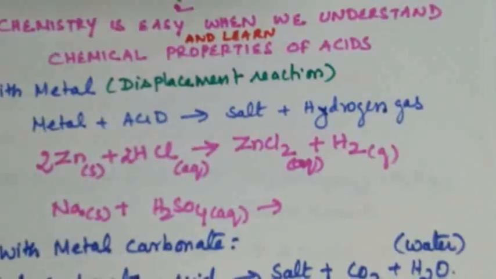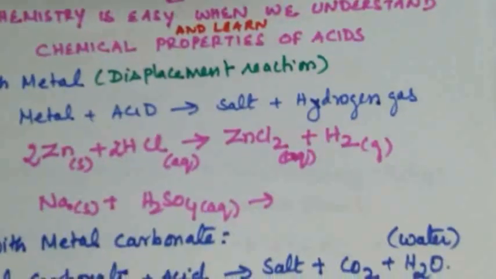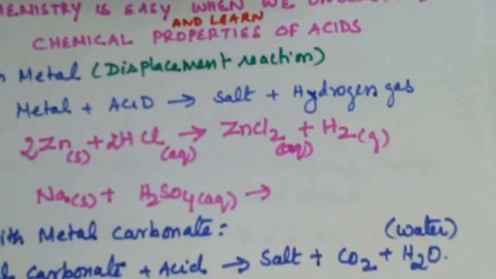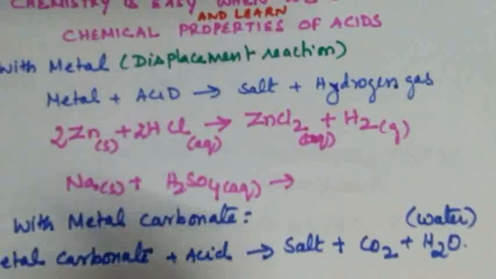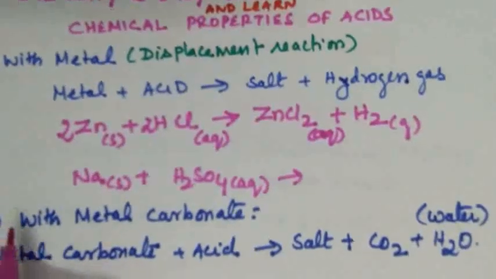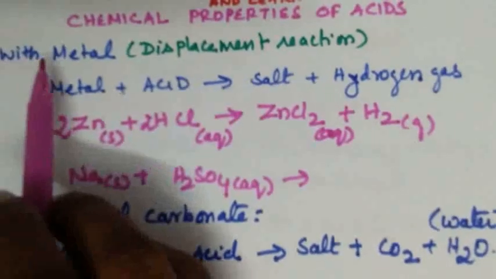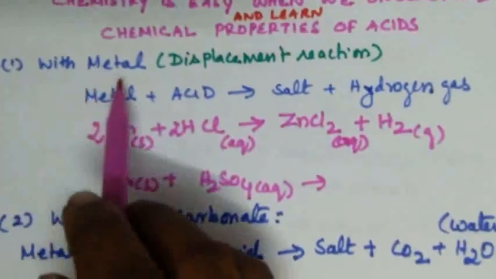Hi students, chemistry is easy when we understand and learn. Let us see chemical properties of acids in this class. Okay, how it reacts with substances. What are its chemical properties? So first one, we'll see reaction with metals.